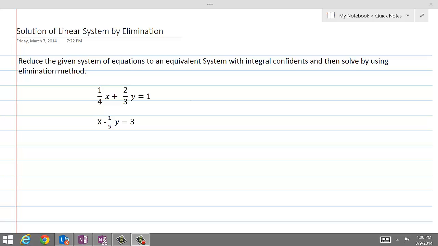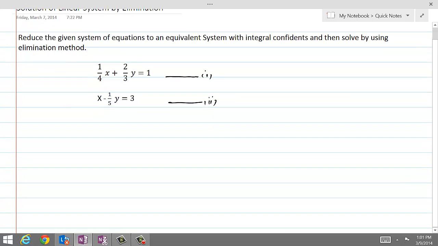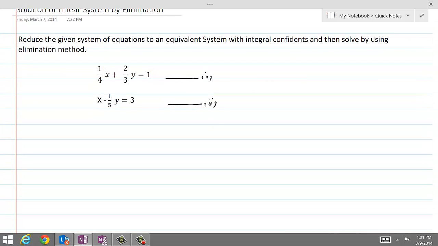But the problem with the system is that the coefficients here are fractions, which are comparatively harder to solve. So our first task would be to convert this system into its equivalent system with integral coefficients. Therefore, let's get started and name our first equation of the system as equation 1 and the second equation as equation 2. And let's take a look at the denominators and find the LCM of denominators in equation 1.